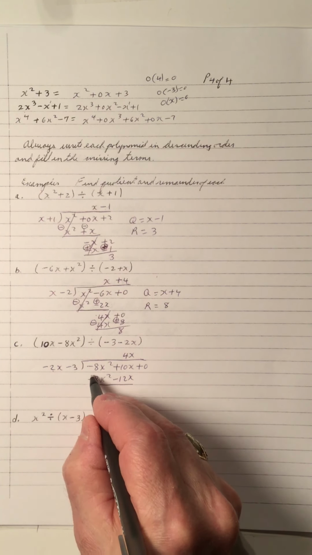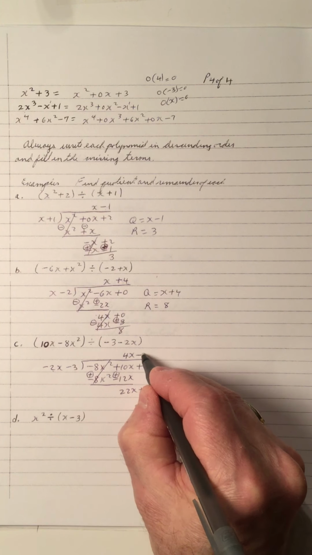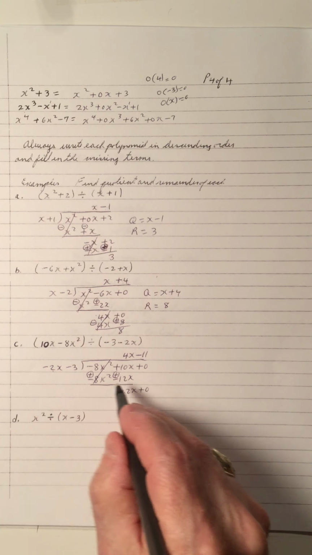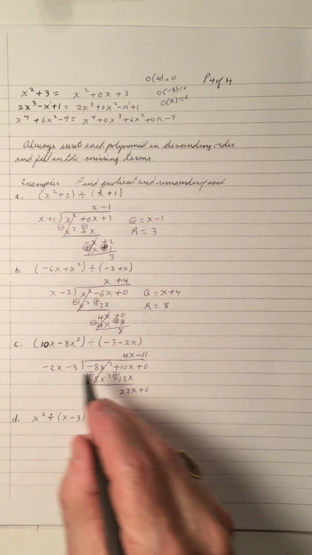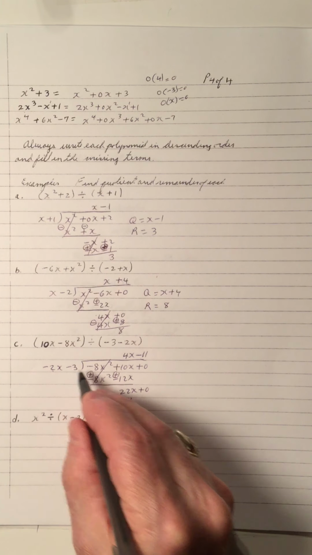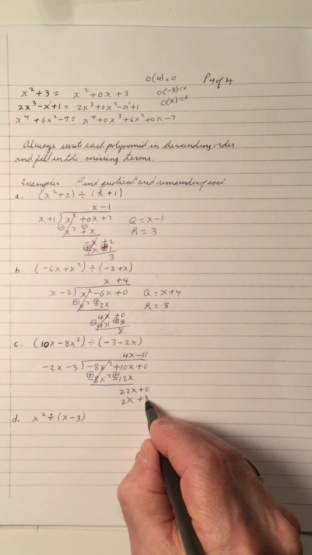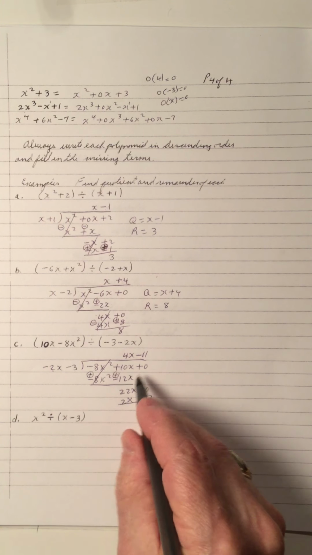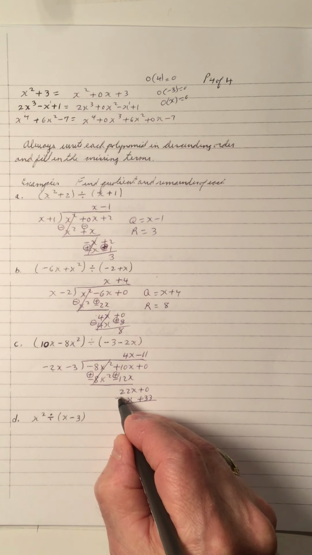Bring down the 0. And negative 2 into 22 is negative 11. Multiply back. Negative 11 times negative 2x is 22x. Negative 11 times negative 3 is a plus 33. Draw a line, subtract. Positive becomes a negative, and the positive becomes a negative.